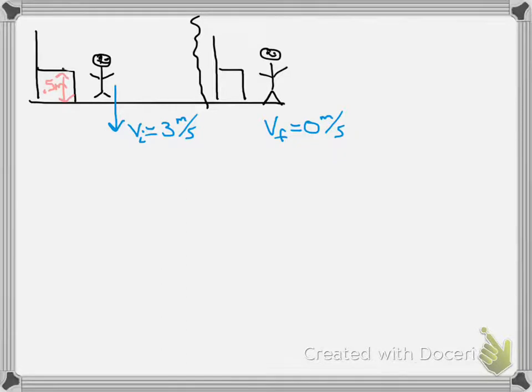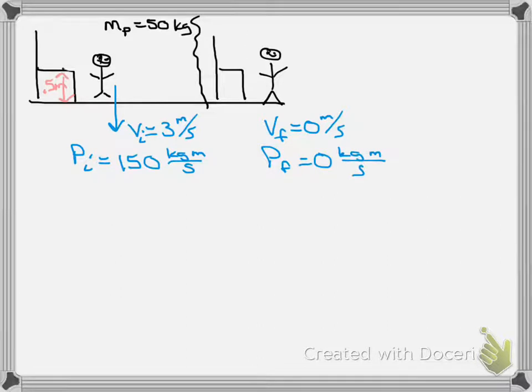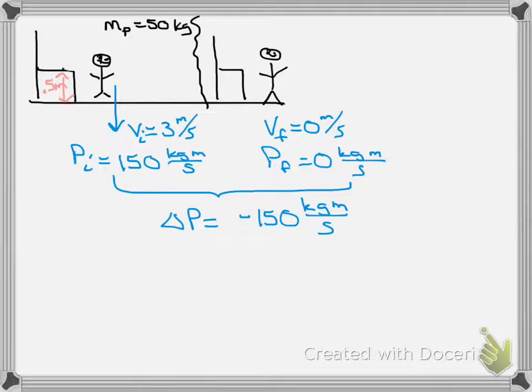And then the floor is going to bring you to rest. So there is a change in momentum here. And let's say that the mass of the person is 50 kilograms. So we go from 150 kilogram meters per second down to 0. Change in momentum, negative 150 kilogram meters per second. So this is a fixed change in momentum because your final speed is going to be 0 and your speed just before you hit the ground is 3 meters per second.